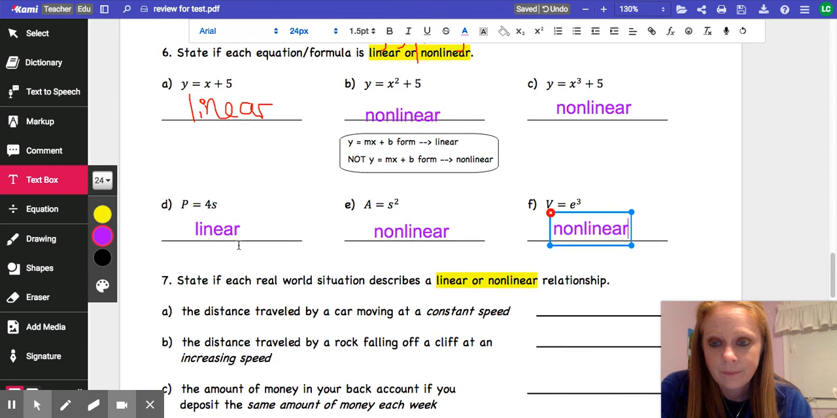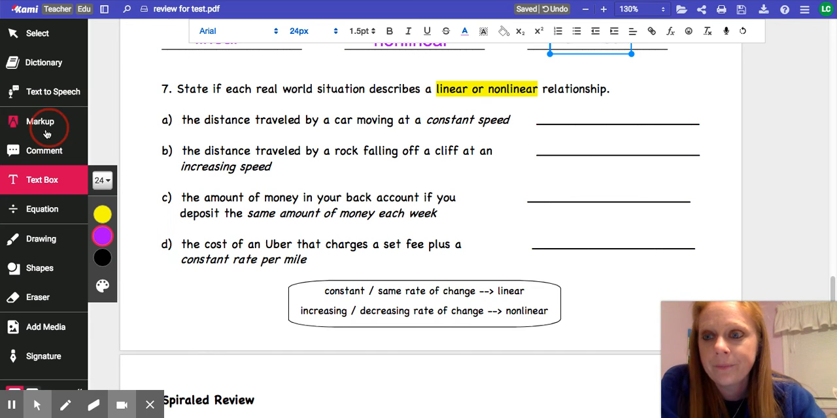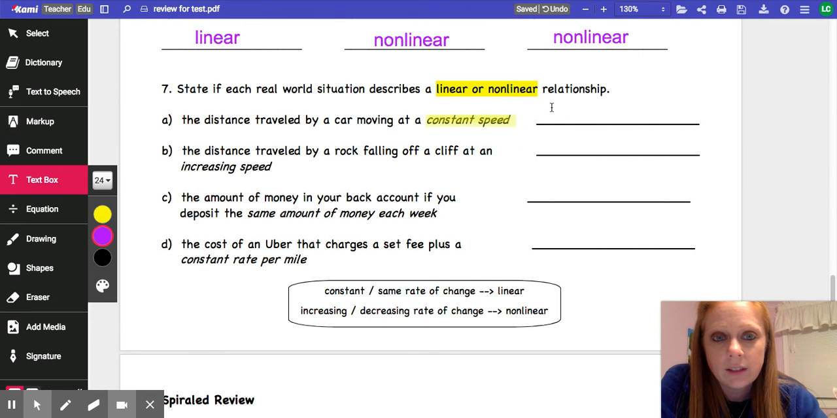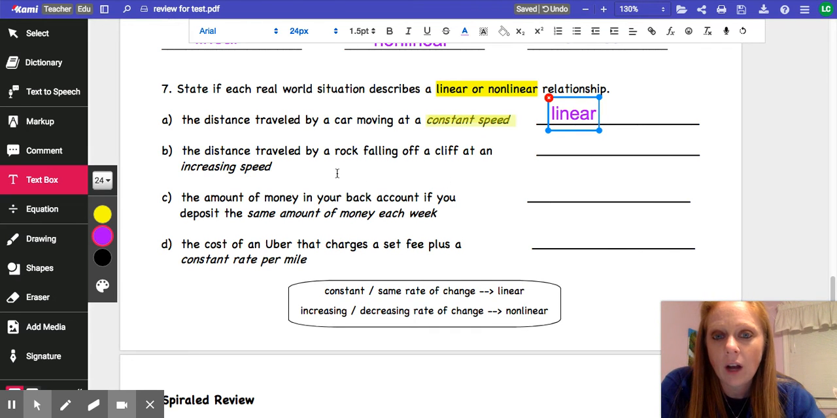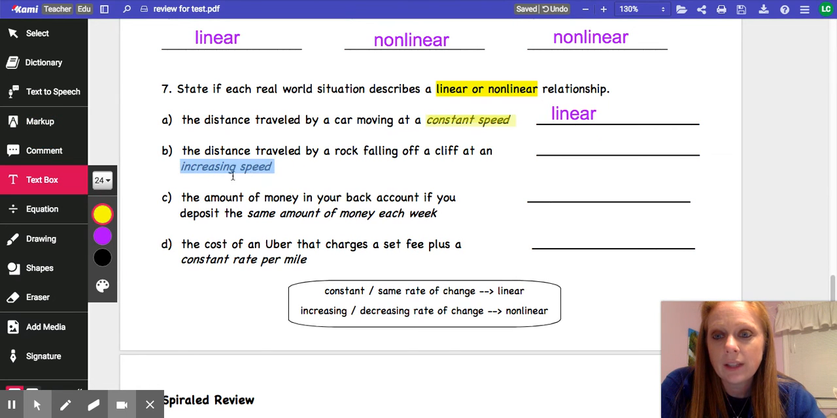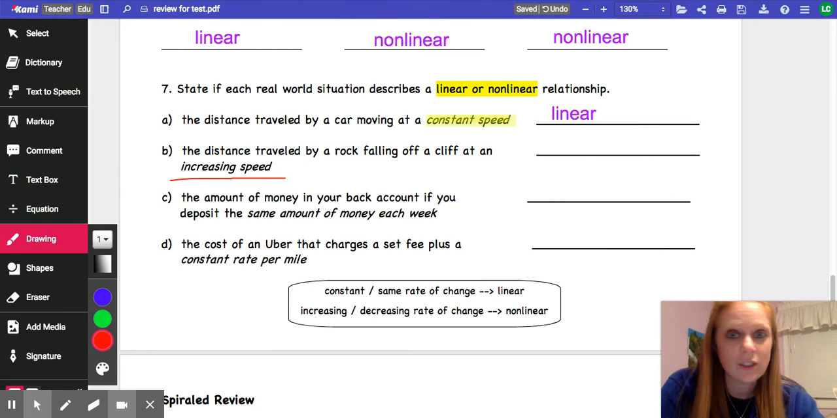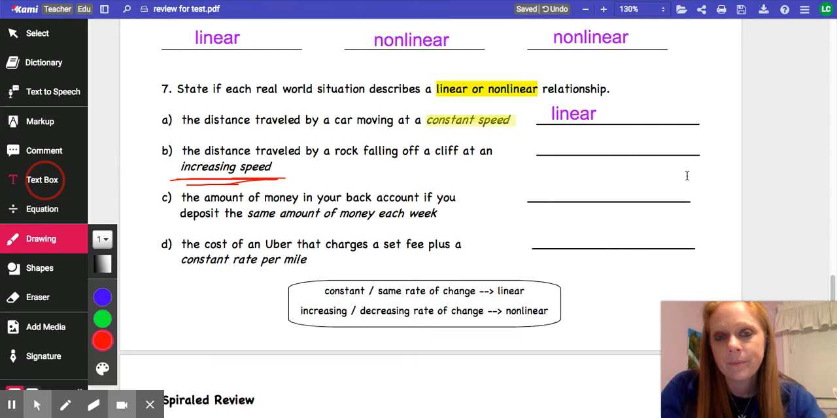Real world problems. All right, we're going to look at some keywords here. The distance traveled by a car moving at constant speed. Keyword there is constant. Constant rate of change means linear. Distance traveled by a rock falling off a cliff at an increasing speed. If the speed is increasing, that means it's going faster and faster. It's not constant. It has to be the same in order to be linear. It's increasing. Think of that graph where it's going up. Non-linear.